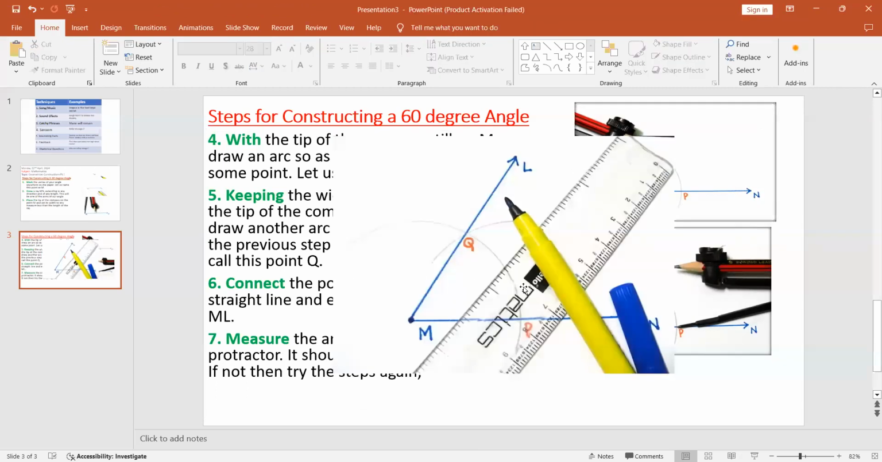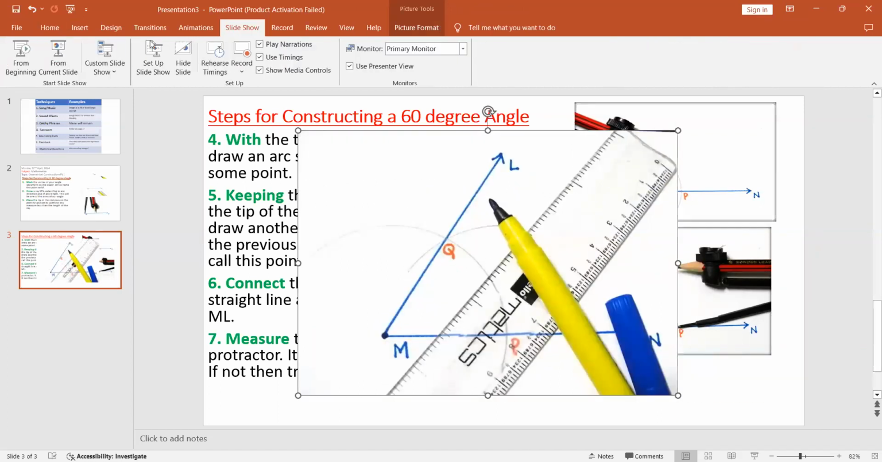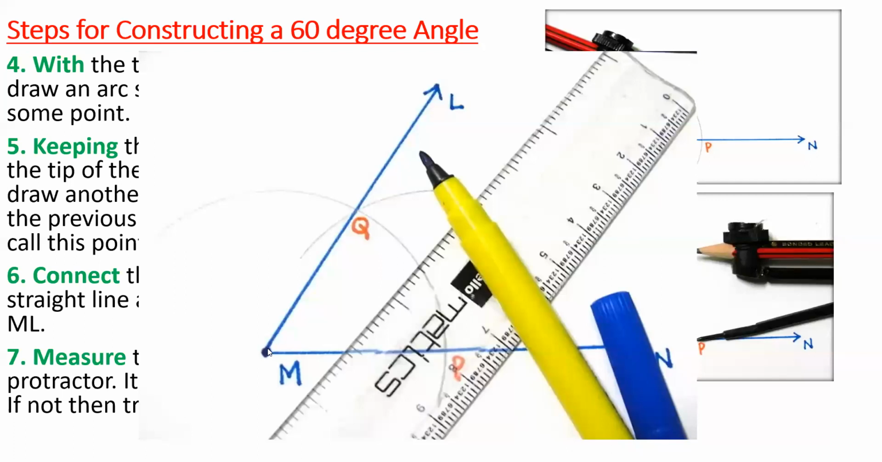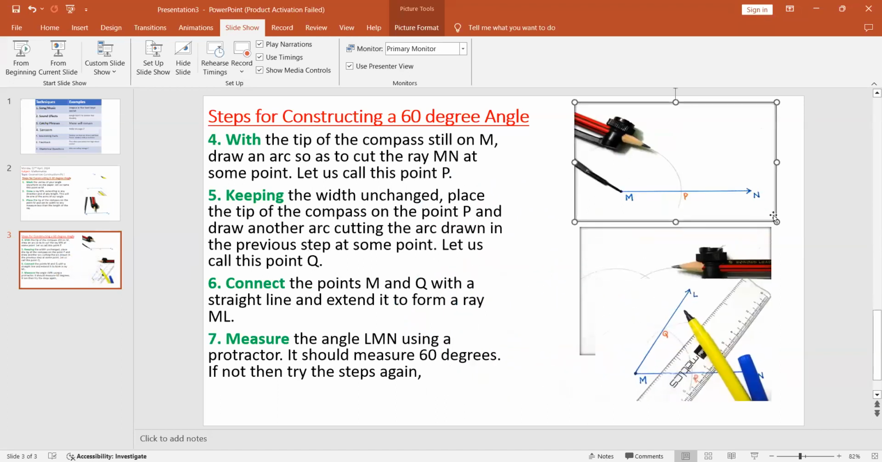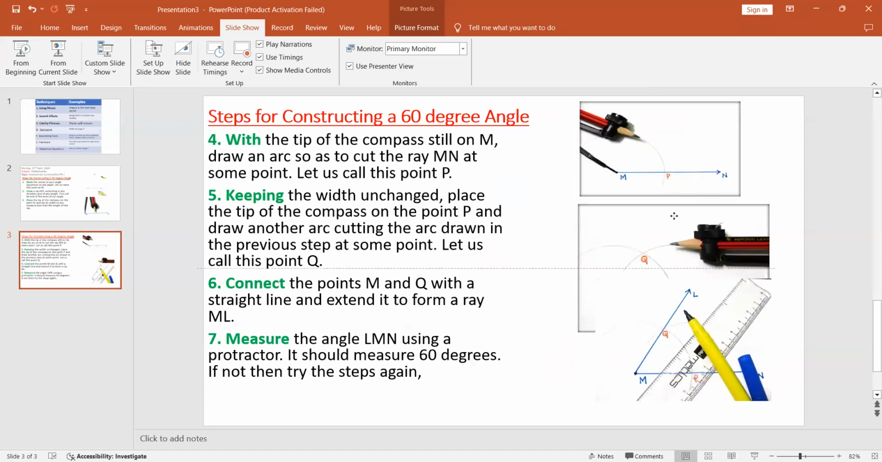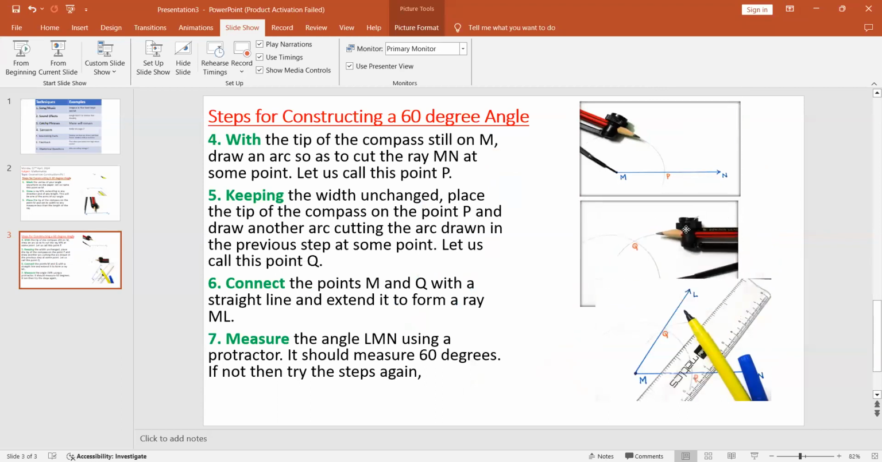So here, if you all look carefully, we have a ruler, and we're going to cut where the two arcs met. We're going to draw a line right there where the two arcs meet. That line is going to form a ray called ML, and that's going to form an angle which is going to be 60 degrees. So you have to use a ruler to draw this line. Then you just measure the angle, and it should be 60 degrees once you did everything right. Again, if it's not 60 degrees, then obviously you have to change some things.